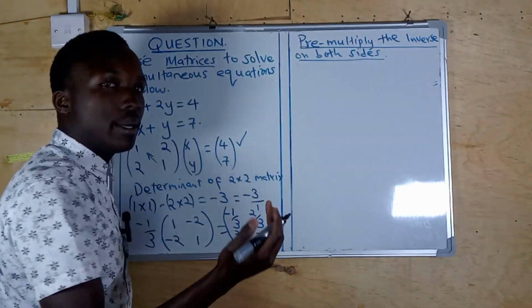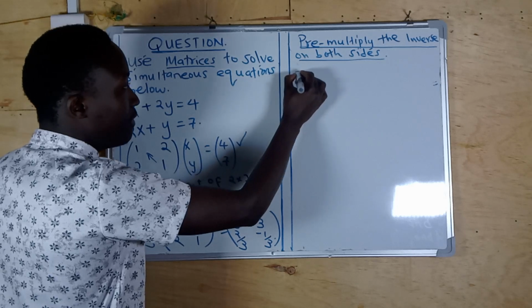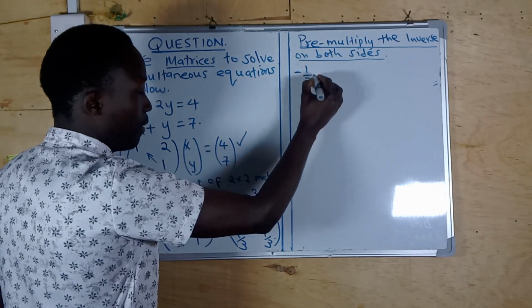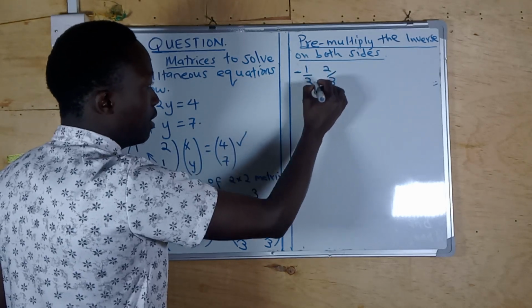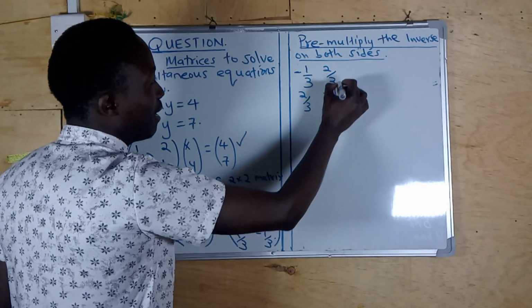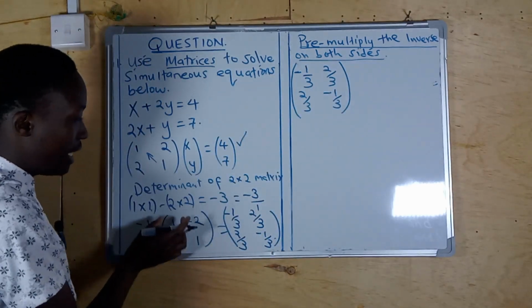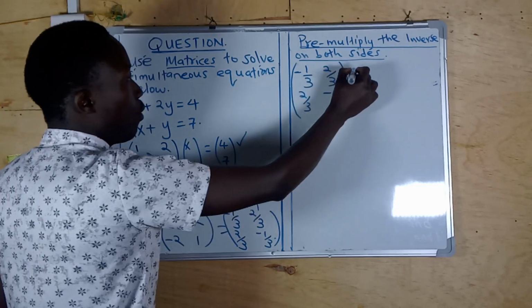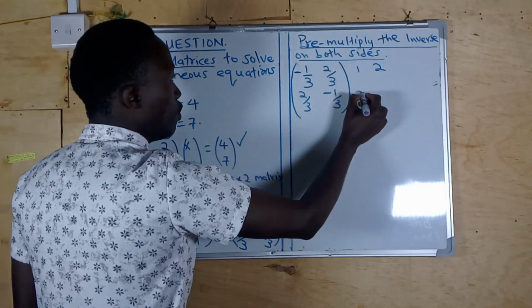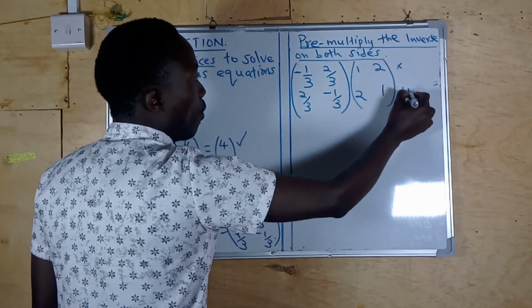Pre means before. So we will take our inverse, negative a third, 2 over 3, 2 over 3, negative a third. When we take that, we pre-multiply it before. So it will be 1, 2, 2, 1, x, y.